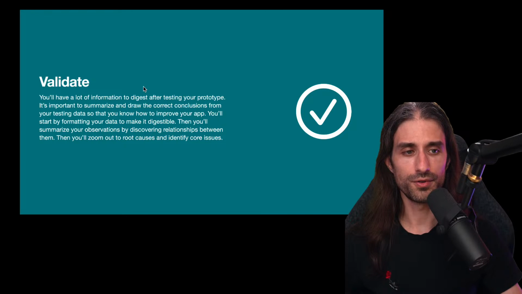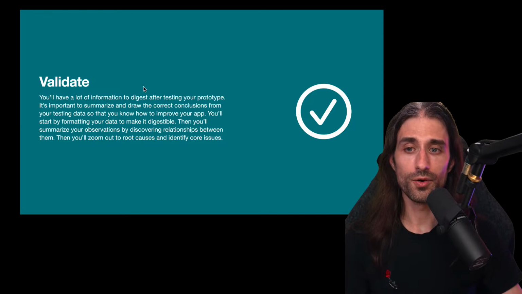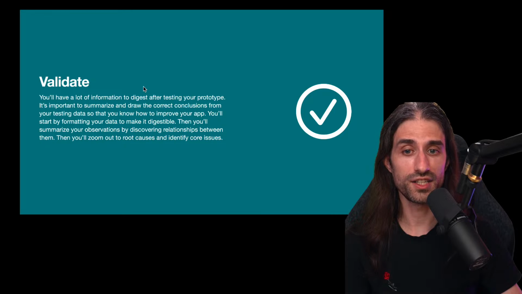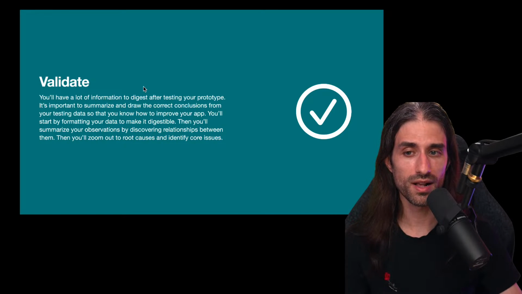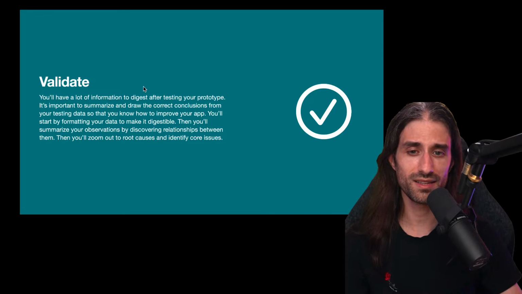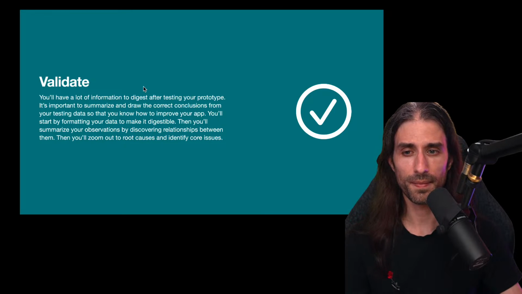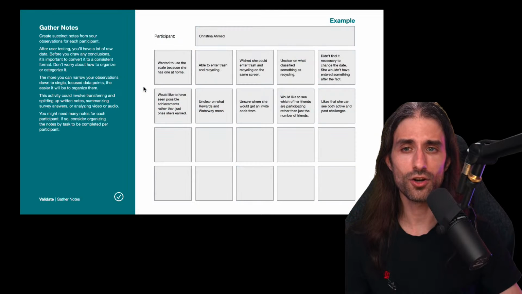And now it's about the next step, which is validate. You'll have a lot of information to digest after testing your prototype. It's important to summarize and draw the correct conclusions from your testing data so that you know how to improve your app. You'll start by formatting your data to make it digestible. Then you'll summarize your observations by discovering relationships between them. Then you'll zoom out to root causes and identify core issues.